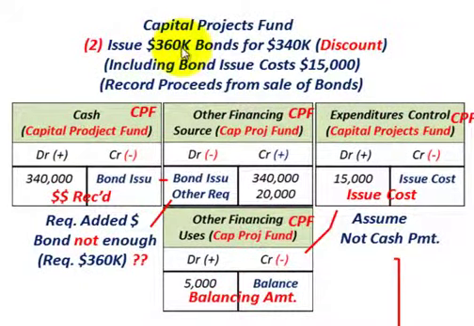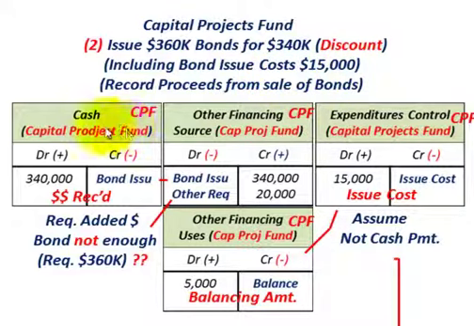Now let's look at issuing our bonds, and this would be under the capital projects fund. So we issue $360,000 worth of par value bonds, but we only received $340,000 for the bond issue. So they were issued at a discount. We received $20,000 less than what we estimated we'd receive. And along with that issue, we're going to have some bond issue costs of $15,000. So to record the proceeds from the sale of the bonds.